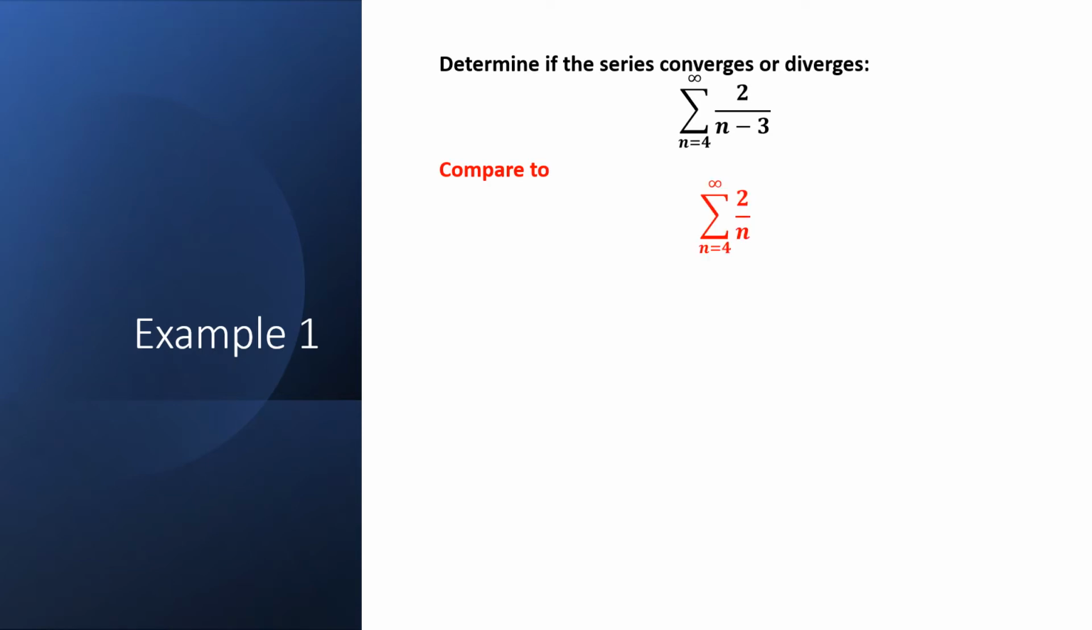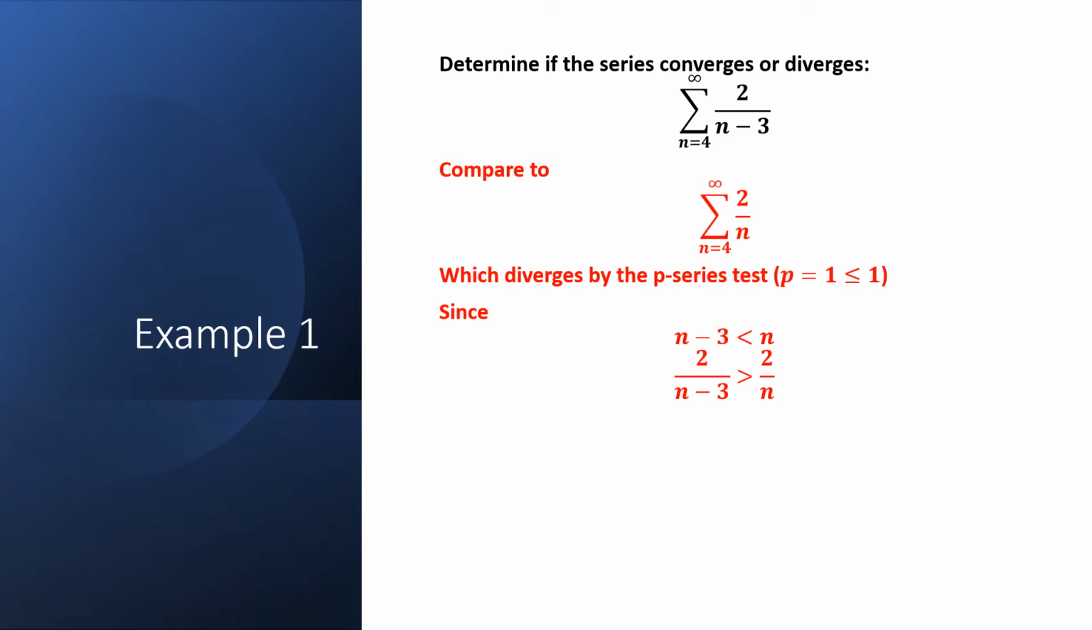And so for this particular problem, I'm going to compare it to 2 over n. In other words, I'm going to ignore that minus 3 because that minus 3 is not really affecting my life. And so when I compare it to 2 over n, I know the sum from n equals 4 to infinity of 2 over n diverges for sure by p-series. And the reason I know that is because p equals 1, which is less than or equal to 1. All right, so since n minus 3 is less than n, now I'm comparing my two functions, and 2 over n minus 3 is greater than 2 over n. Remember, when I change it to a fraction, I have to change the inequality sign.